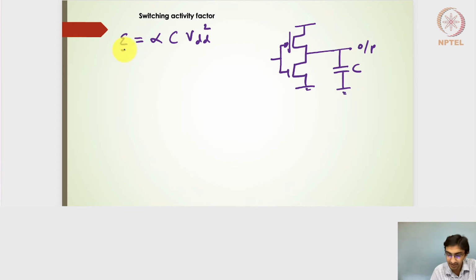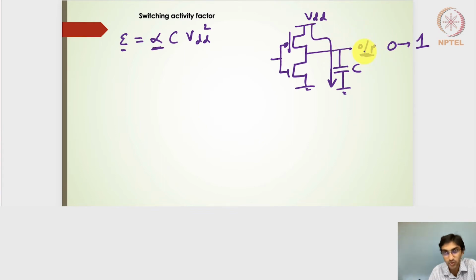This energy is coming from the VDD rail, right? The energy delivered by the VDD rail is for the capacitor to get charged, that means the output doing the transition from 0 to 1. Now this alpha value comes from the frequency of the output node getting switched from 0 to 1. So this alpha relates the output node switching frequency to the clock frequency, right?